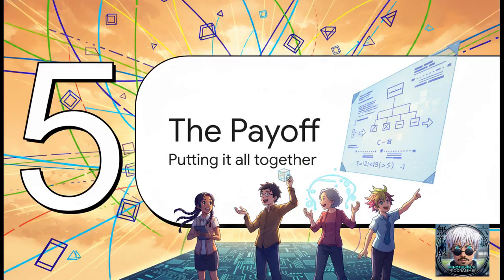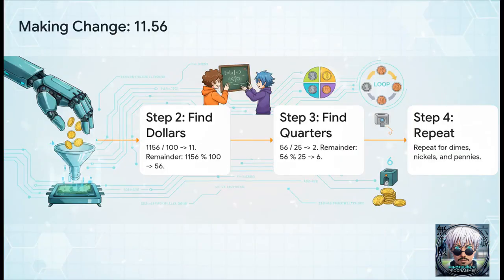All right, we've covered a lot of ground: variables, data types, and operators. Now it's time for the payoff. Let's put all these little building blocks together and see how they can solve a really practical, everyday problem. Check this out. You ever wonder how a vending machine or a self-checkout knows exactly what change to give you? It's using this exact logic.